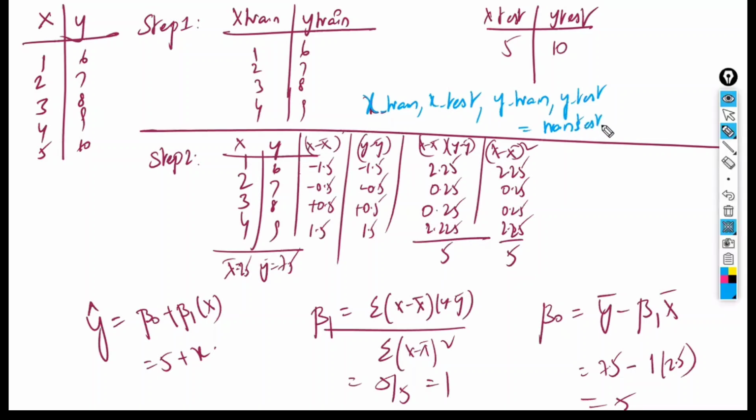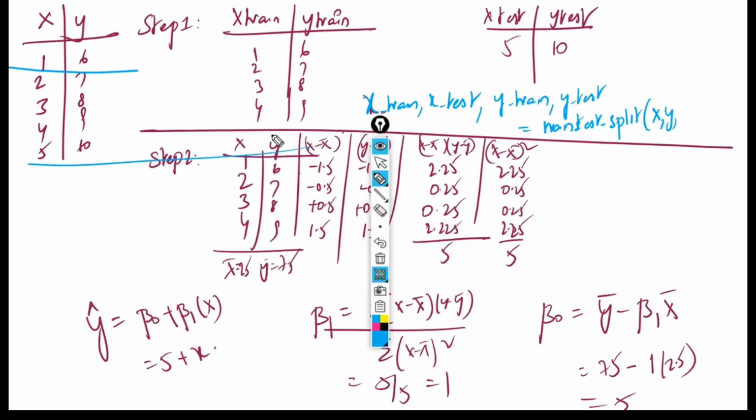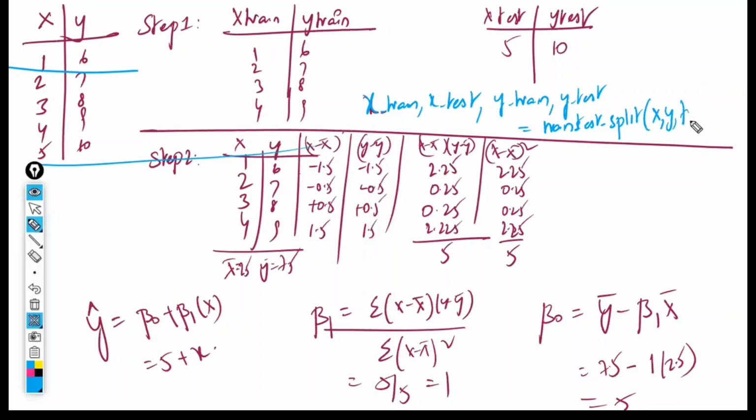Is equal to train test split of X comma Y with test size or train size of 0.8. You can write either test size or train size. I am writing train size is equal to 0.8, which means 80% I am using for training purpose. For this one, what is the code I have to use, miss? Whatever the linear regression model is there, I am going to save it in a model, linear regression.